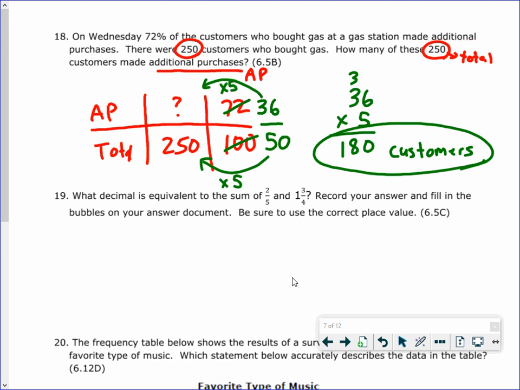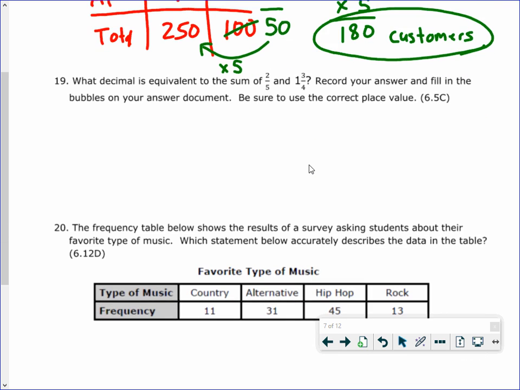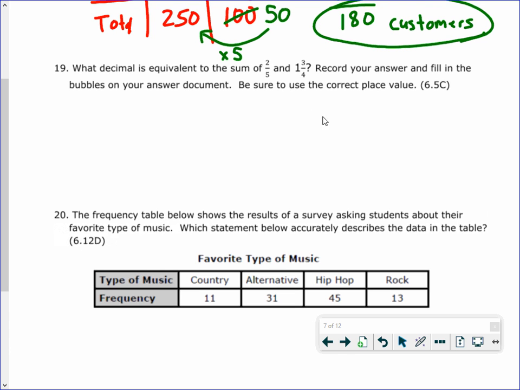All right, number 19. What decimal is equivalent to the sum of 2/5 and 1 3/4? Record your answer and fill in the bubbles on your answer document. Be sure to use the correct place value. Well, don't worry about the answer document part, but it looks like 2/5. These are both benchmark fractions, so I'm going to change them to decimals. But let's say you didn't know that.